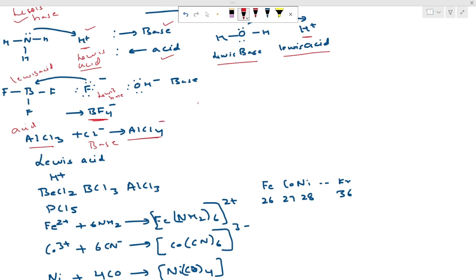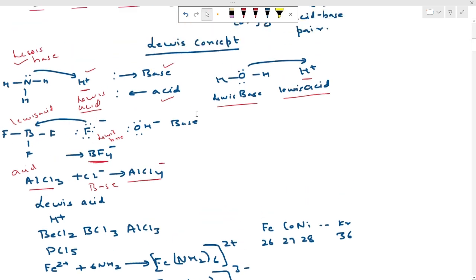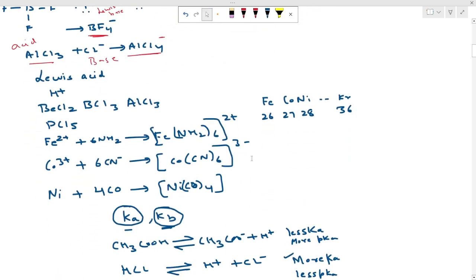Okay, so an acid is a substance which is an electron pair acceptor, and a base is a substance which is an electron pair donor. Electron pair donor is base, electron pair acceptor is acid. Okay, let's see some examples of Lewis acids.